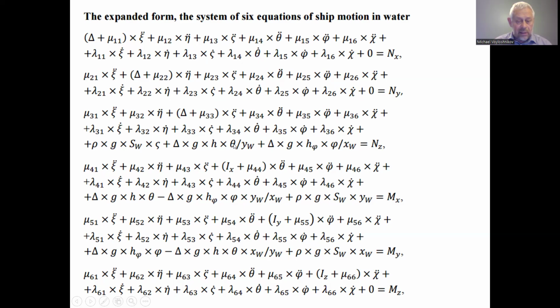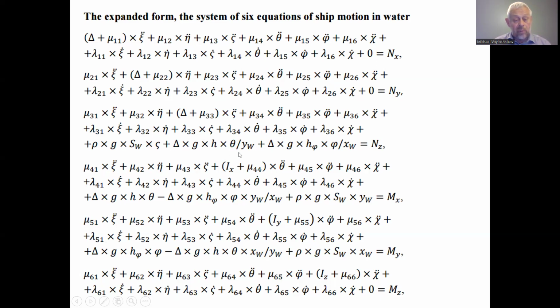Theta is the angle of the ship heeling when rolling. This is a product. This is the arm of the restoring force, displacement multiplied by the gravity acceleration of the ship weight. This is mass. This is weight. The weight, the force, is a product of the mass by the acceleration and this arm. So this is a restoring moment.